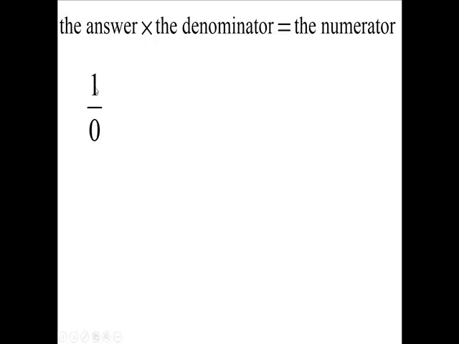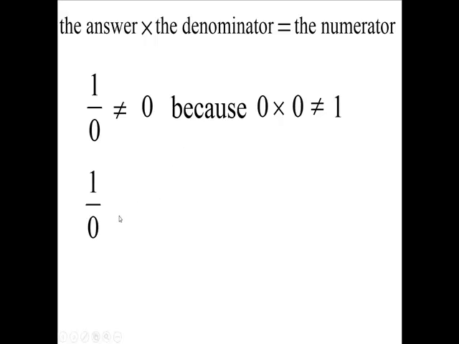Now how about this one? We're going to take this, and I know what we're going to get, 0, right? Now, the answer times the denominator is your numerator. Uh-oh, 0 times 0 is not 1, is it? Well, then this doesn't equal 0, because you can't check it. Well, I just made a mistake. I know 1 divided by 0 is 1. I know that.